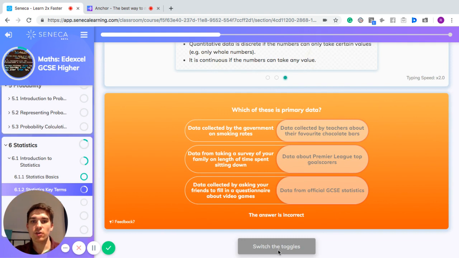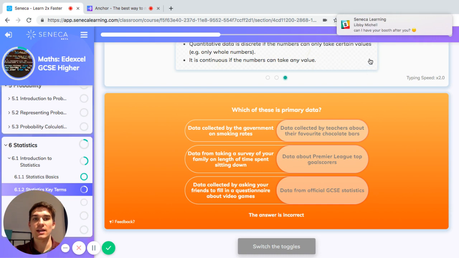So which of the following is primary data? I'm just going to run through these. The data collected by government on smoking rates, or the data collected by teachers about their favourite chocolate bar. So if we're thinking about primary data, the teacher has collected their favourite chocolate bar. They've collected that themselves.